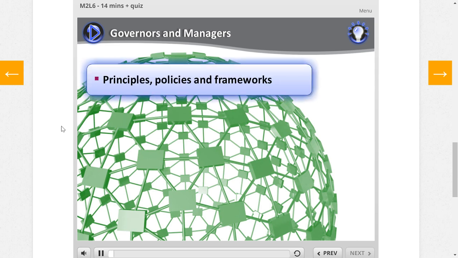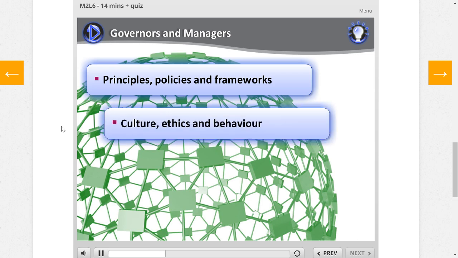The principles, policies, and frameworks are the means of institutionalizing the purposes, values, and direction decided upon by the governors. They make clear the constraints that executives must take account of when devising their plans and making decisions.